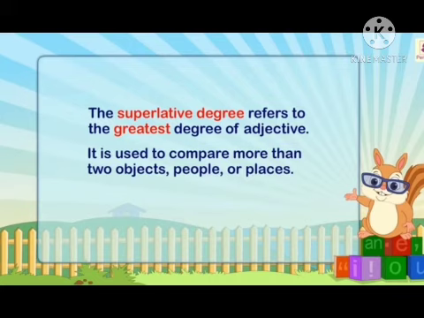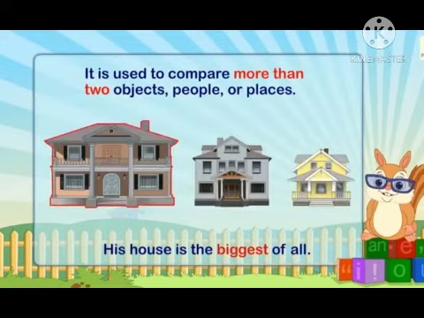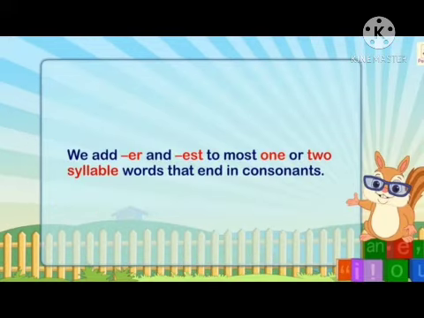Now let us see the explanation of the superlative degree with an example. So this is the example for superlative degree. His house is the biggest of all. Now there are 3 houses. First we saw that there were only 2 houses. Now here it is 3 houses. So his house is the biggest of all. It is used to compare more than 2 objects, people or places. So this is known as which type of degree? Superlative degree.